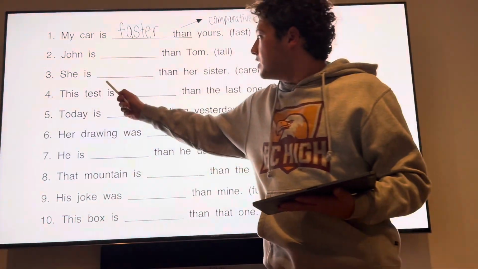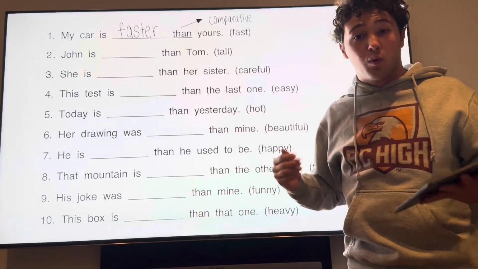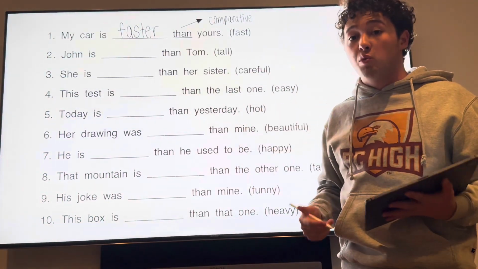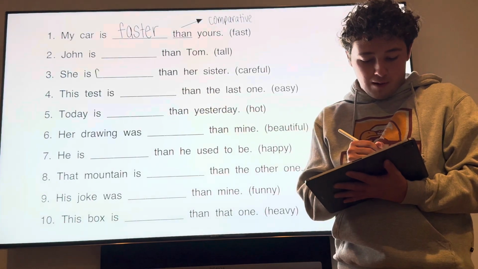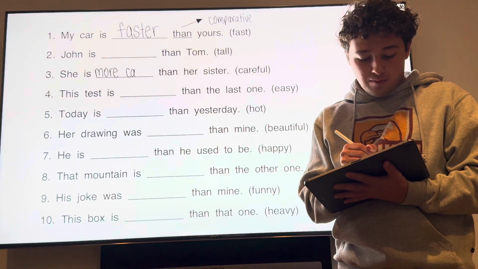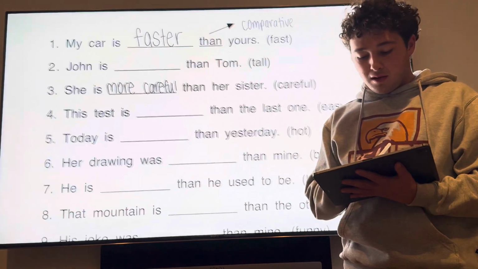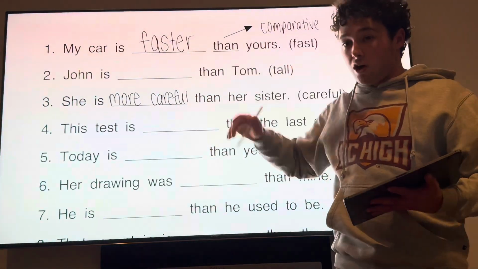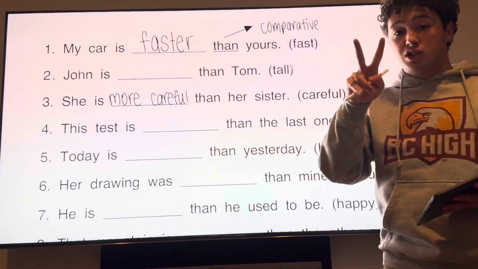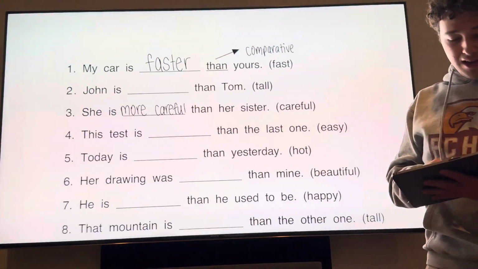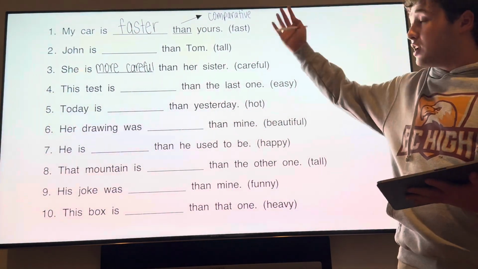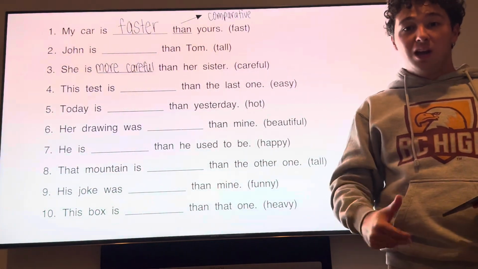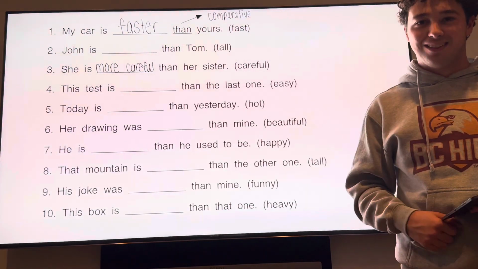Now, how about number 3? She is blank than her sister. And the word they give us is careful. Now, careful is 2 syllables, careful. So we have to add more. More careful. So just to recap, fast, 1 syllable, faster, er. Careful, 2 syllables, more careful. So please go ahead, look back at the instructions above, and complete 2 and then 4 through 10. Pause the video, do this, and once you resume, we'll go over them together.